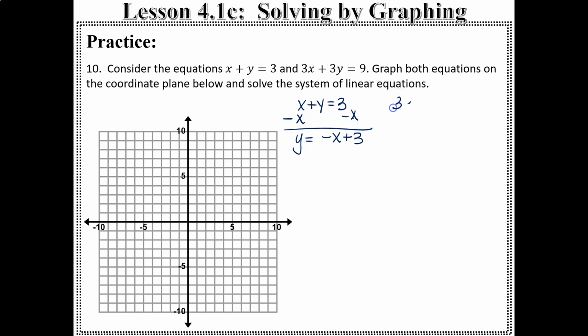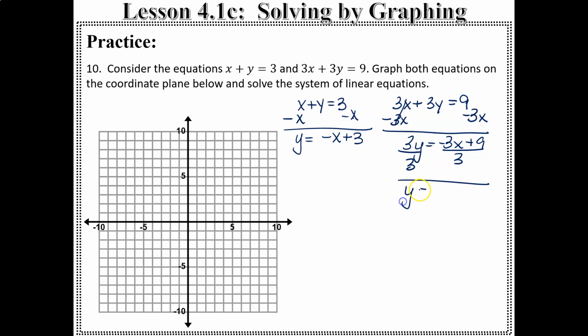Let's just work on this one too while we're here. So I'm going to subtract 3x to shift that over to the other side. So I have 3y equals negative 3x plus 9. Now, when we divide everything by 3, we have negative 3 divided by 3 is 1, so negative x plus 3. Well, that's interesting because they're the same equations.